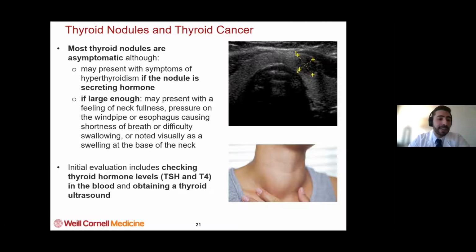The initial evaluation after identifying a thyroid nodule is to check thyroid hormone levels, and that's to see if the nodule is secreting hormone. So that would be our TSH and our T4, and then to obtain a thyroid ultrasound, and that's to better characterize the nodule.